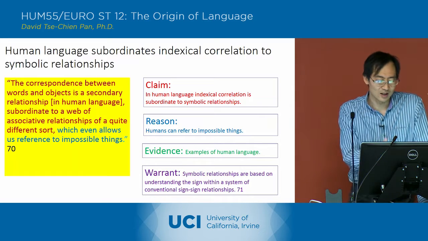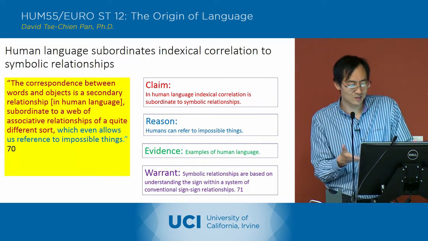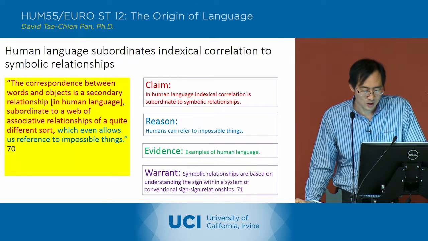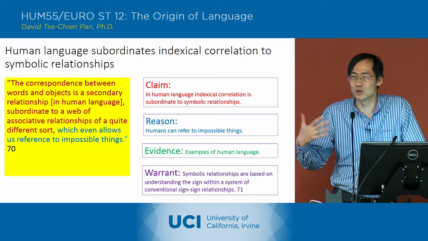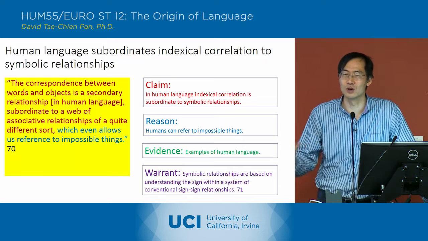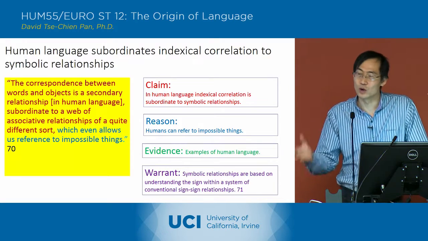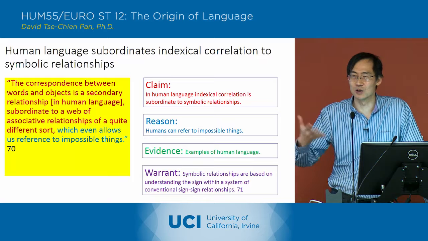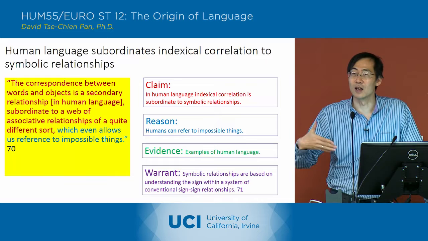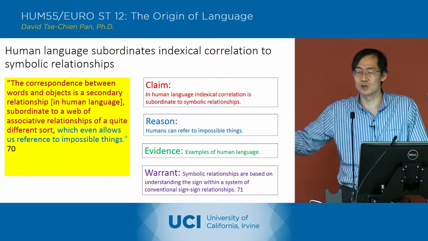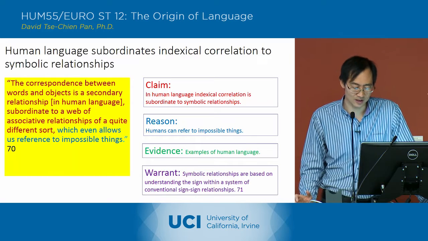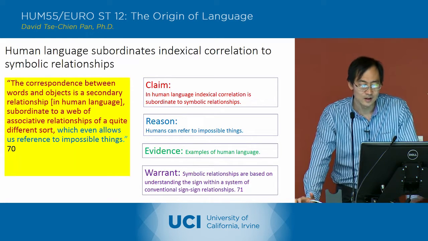And he's got this, I'm calling it a reason, but it's just something he indicates about how reference to impossible things is possible with human signs, whereas with these animal calls, you couldn't do that. There's no way to reference an impossible thing because you have no factual correlation. Whereas you can do that with human signs because they don't depend upon that factual correlation, but depend upon relationships between signs. That relationship between signs can lead to all sorts of different types of representations that don't necessarily have to correspond to anything that actually exists.